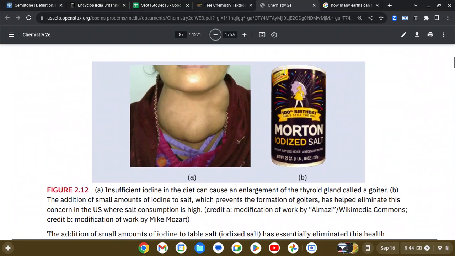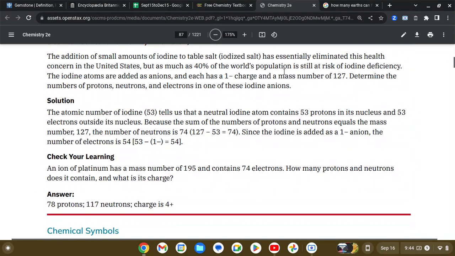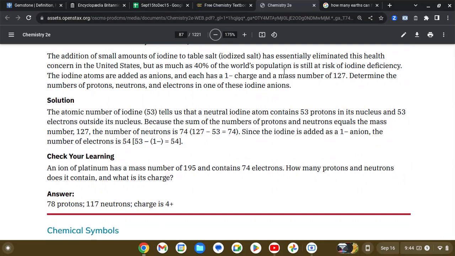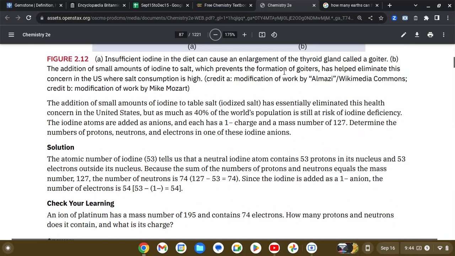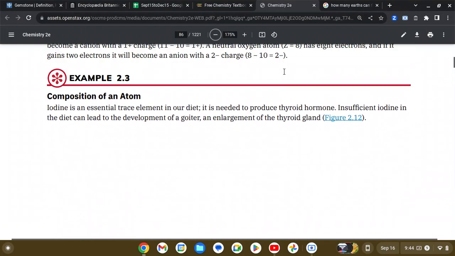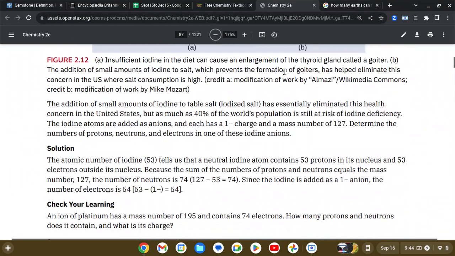Ooh. Yikes. The addition of small amounts of iodine to table salt, iodized salt, has essentially eliminated this health concern in the United States. Oh, sorry.